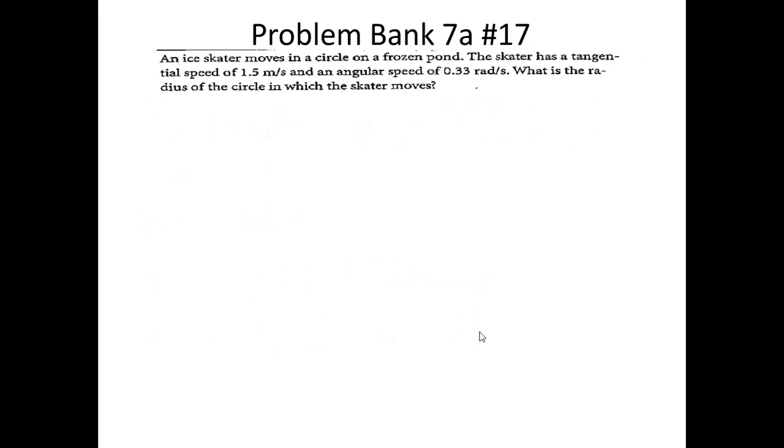Number 17, an ice skater moves in a circle on a frozen pond. The ice skater has a tangential speed of 1.5 meters per second and an angular speed of 0.33 radians per second. So our angular velocity is 0.33 radians per second. What is the radius of the circle in which the skater moves?